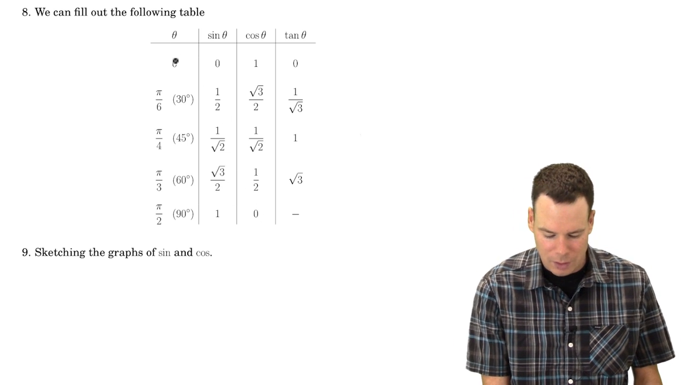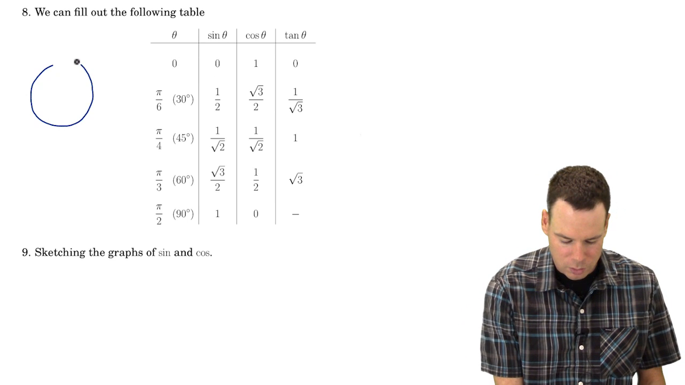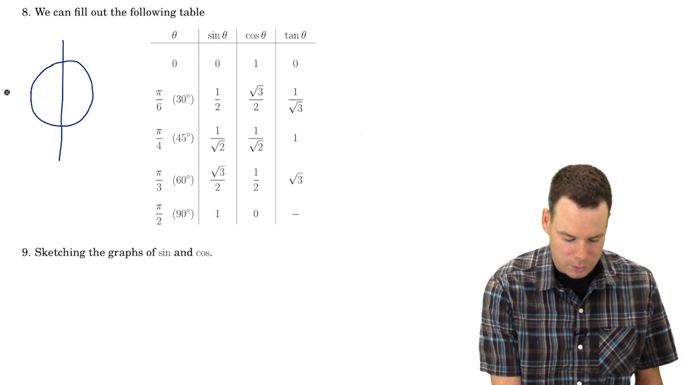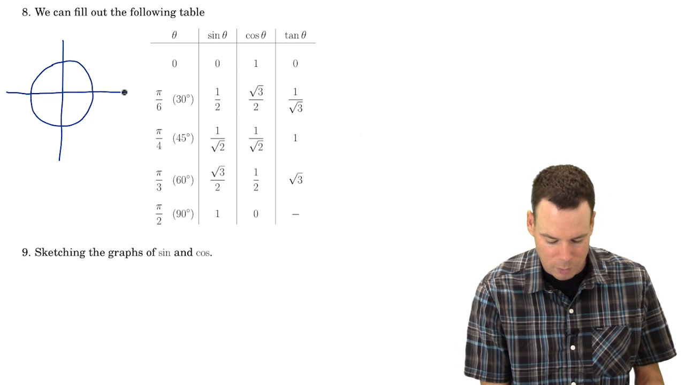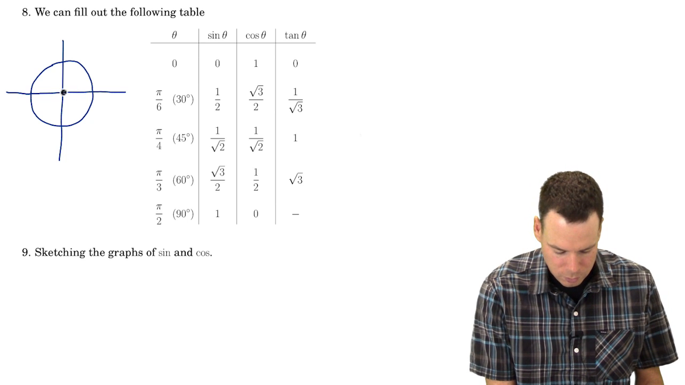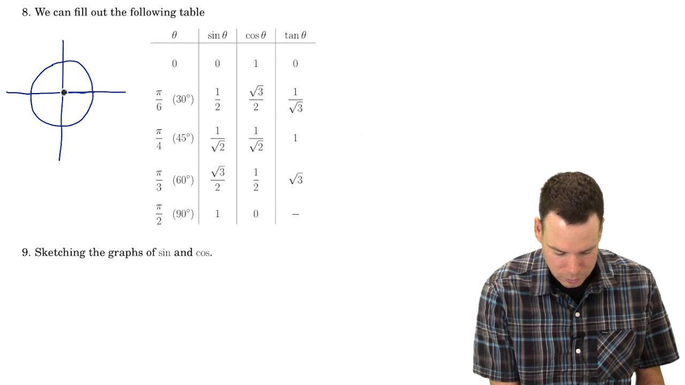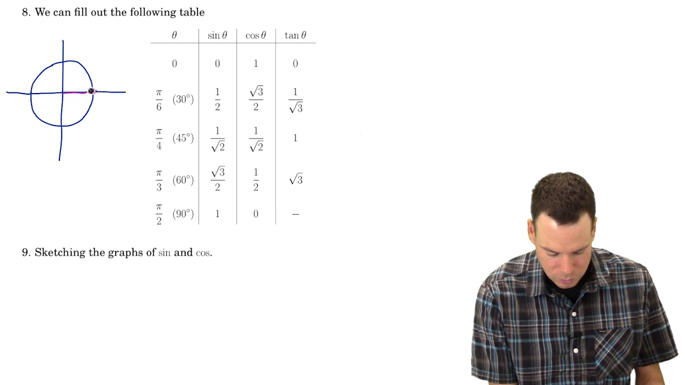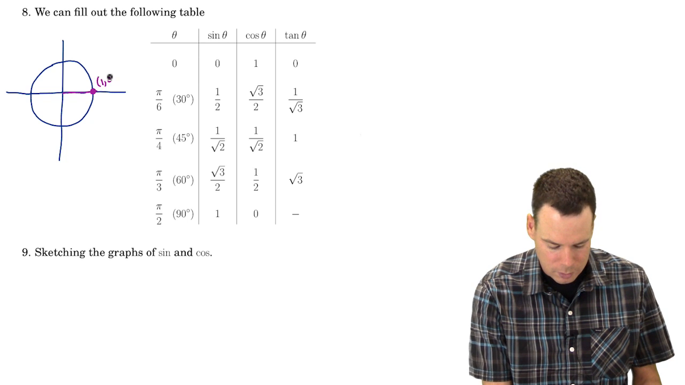For example, what happens if the angle is 0? Always think about these things in terms of the unit circle. We're now calculus students, so anytime we think about trig functions, the unit circle should be in the back of our mind. So what's sine of 0? Well, I think about the angle of 0. Okay, so the terminal side lies right here. So here's the terminal side of that angle. Where does it intersect the unit circle? It intersects it at the point 1, 0.